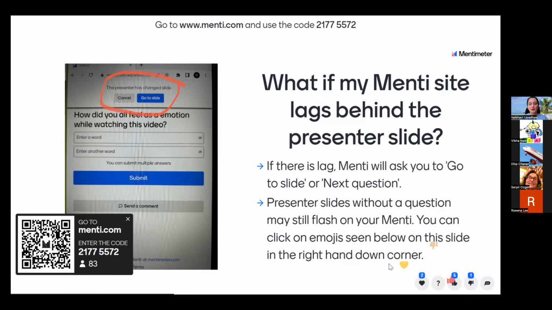There are also certain emojis that you can see on your slide, and I can see that already many emojis are being clicked, and there is one thumbs down as well. If you're still struggling, please listen to me on how to go ahead using it so that it will ease you to use Menti.